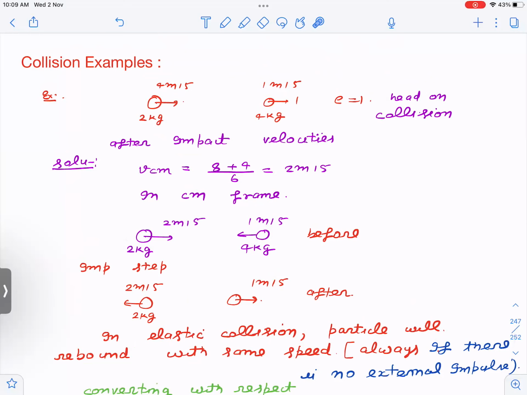Now let us apply all this and see how we solve questions directly in one line. First I have taken simple collision questions, which are normally solved by writing one momentum equation and one coefficient of restitution equation. So I've taken this simple question: a 2 kg mass with a velocity of 4 meters per second, and a 4 kg mass moving with a velocity of 1 meter per second. Both will collide, the collision is head-on and elastic, e equal to 1. Then what will be the velocities after impact?